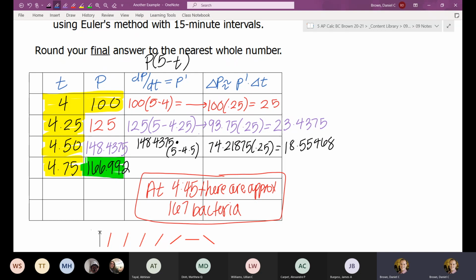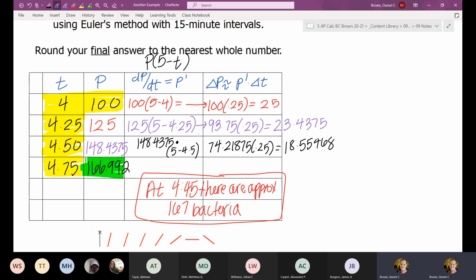Repeat that process: plug it into the derivative, multiply it by the step size. You have delta P. Add that to the previous y coordinate. Repeat, add that to the y coordinate. What I have highlighted in green would be our approximation at 4.75. Again, that's not the exact one. That's us using, in this case, 3 segments to approximate it. And we can now predict that at 4:45 p.m., there are approximately 167 bacteria. Questions on that?